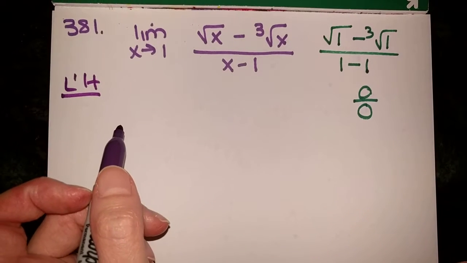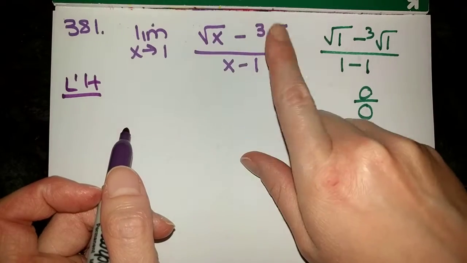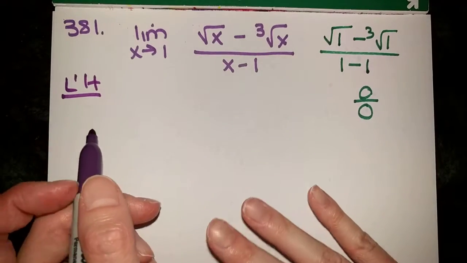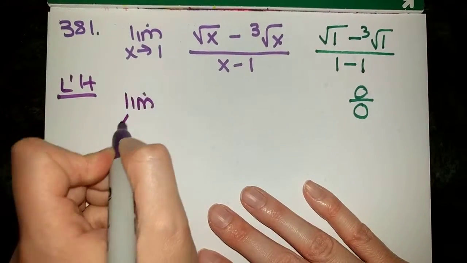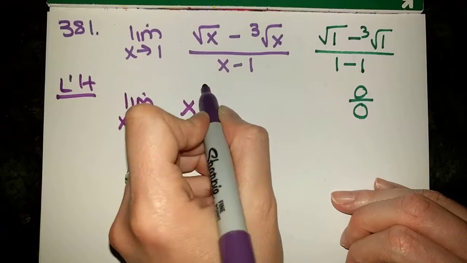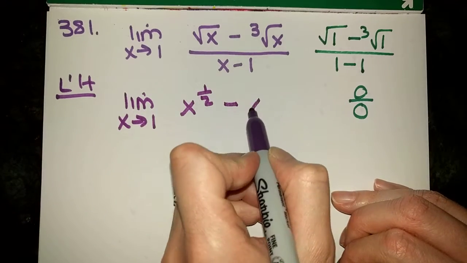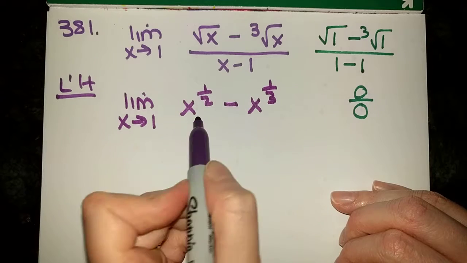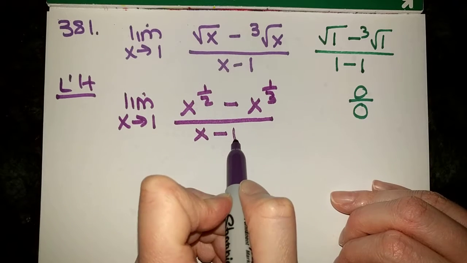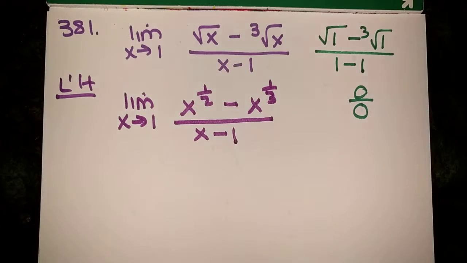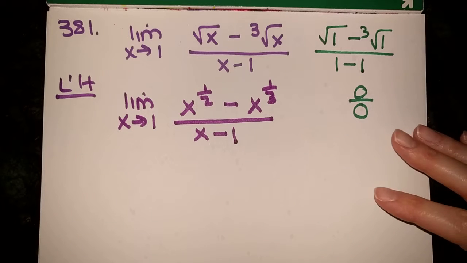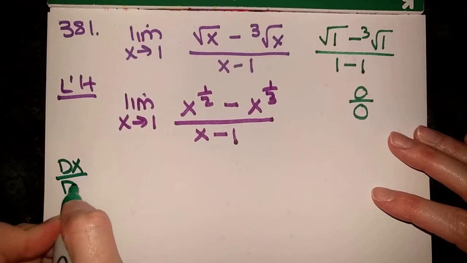So before I do L'Hopital's rule, I would rewrite this square root, cube root in terms of the radical powers. So this would be limit as x goes to 1, x to the 1/2 power minus x to the 1/3 power over x minus 1. And then I am ready to apply L'Hopital's rule by taking the derivative over the derivative.